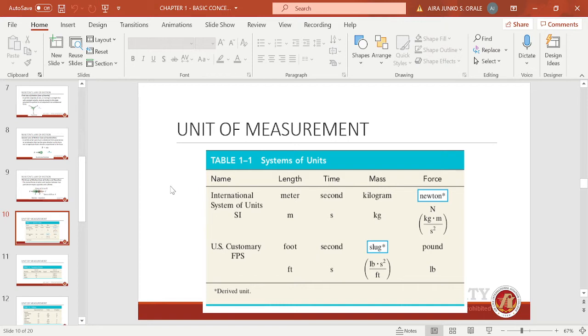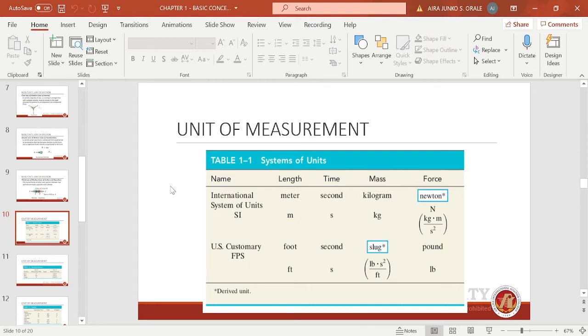For length, as per the SI unit, they use the meter. For time, they use the second. For mass, the kilogram. And for force, the Newton. This Newton is a derived unit, a combination of several units. When we say Newton, it is denoted by the letter N, which is the product of kilogram meter per second squared.